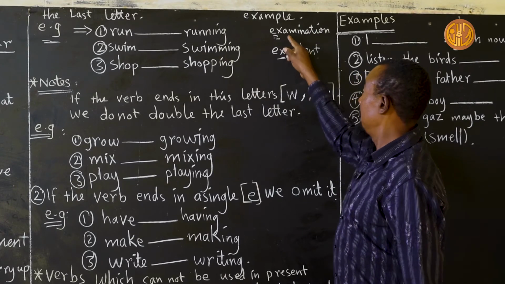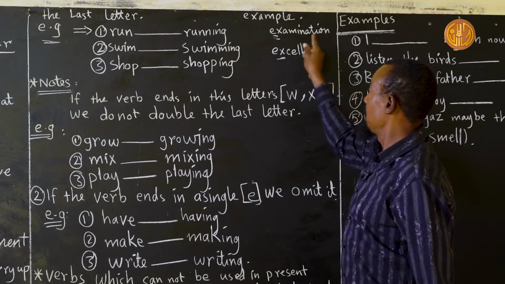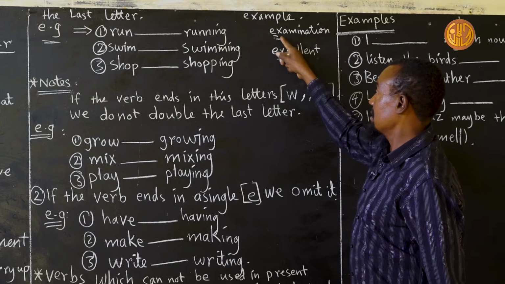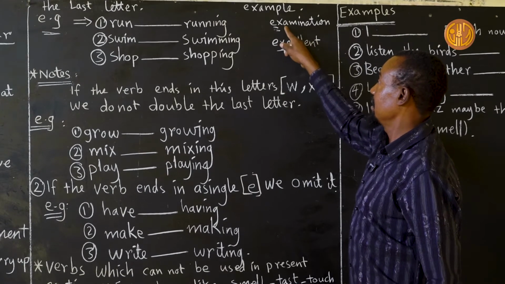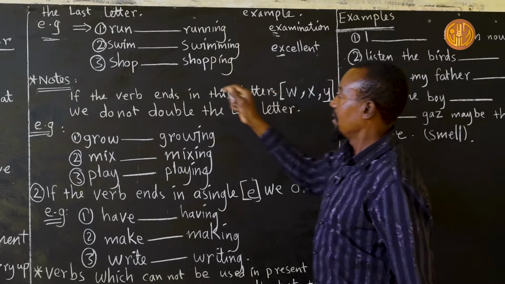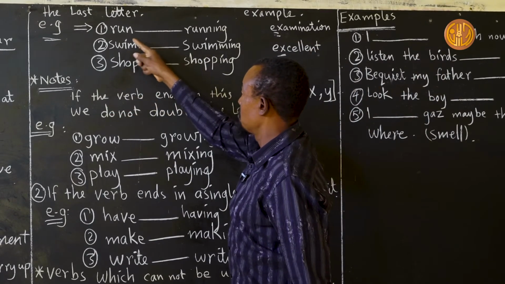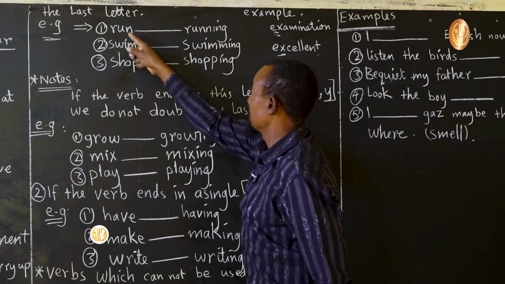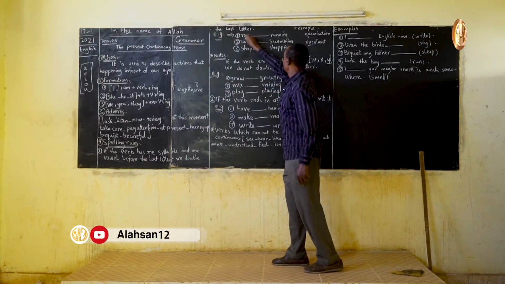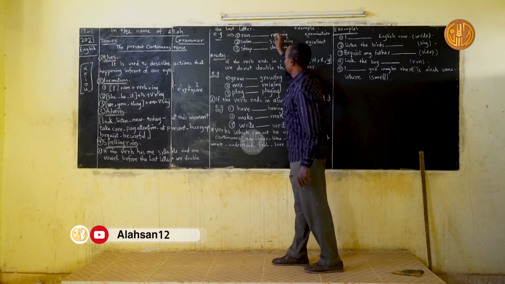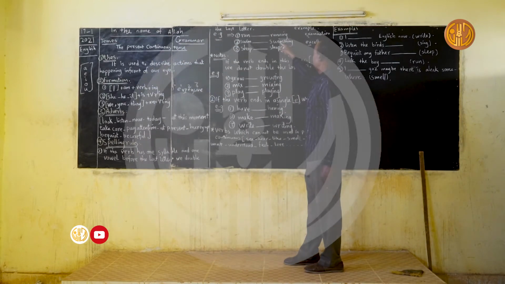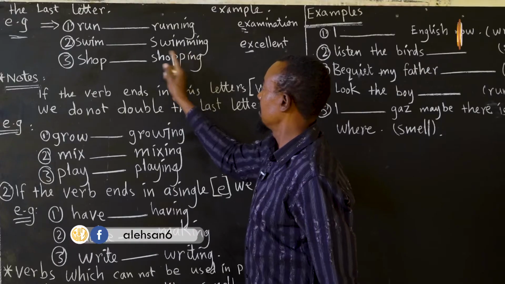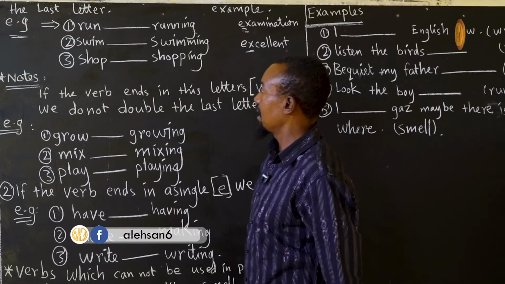When it is followed by a vowel, here you pronounce it what? EX after a vowel, example, excellent. And here, look at this word. Here we double the last letter. Run, here the vowel letter is U, so we double the N, the last letter. Swim, the vowel letter here is I, so we double the M. Shop, the vowel letter in this word is O, so we double the last letter.